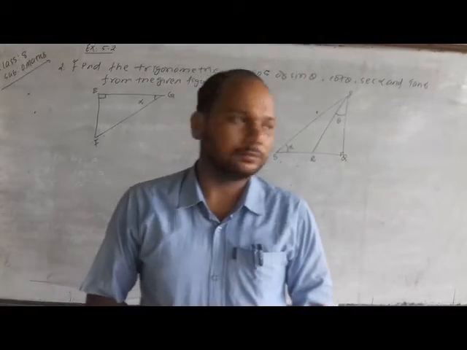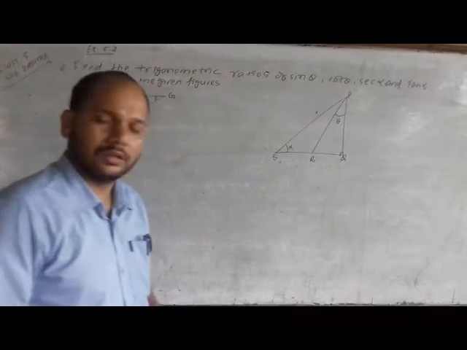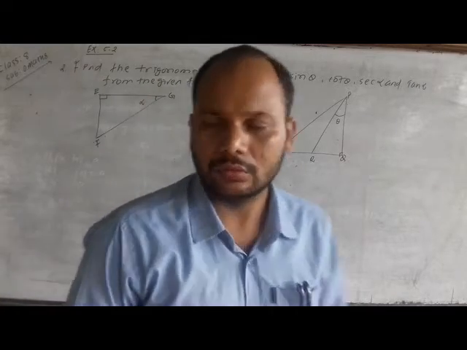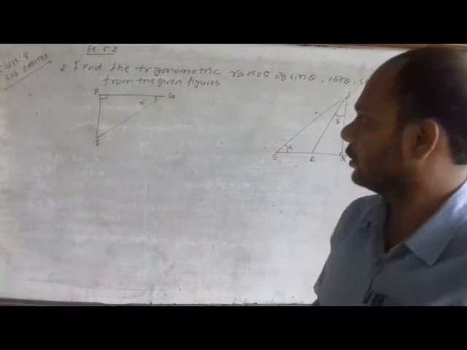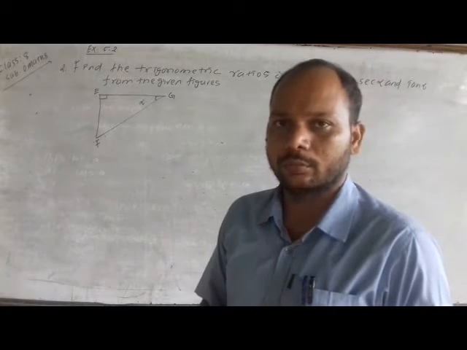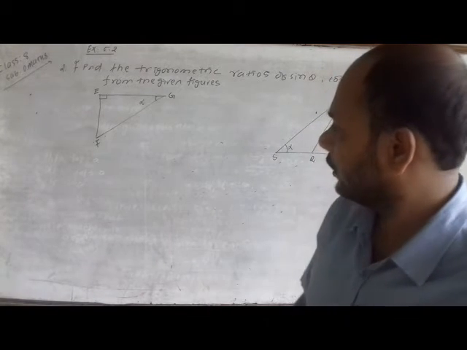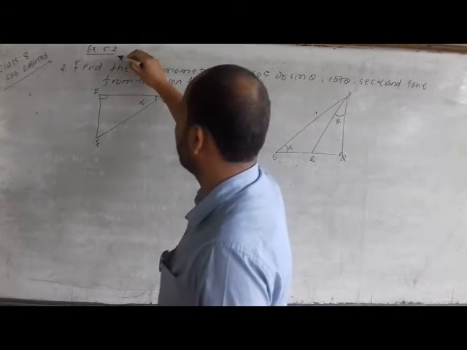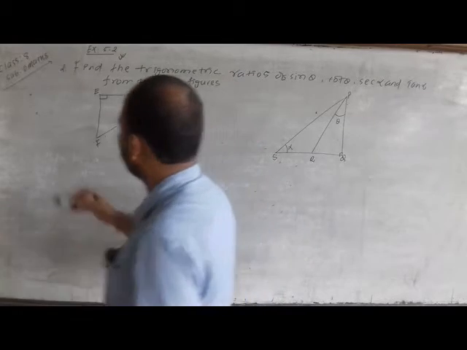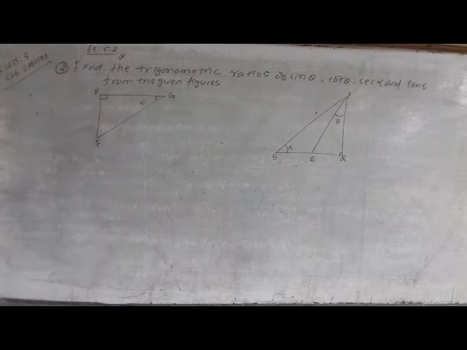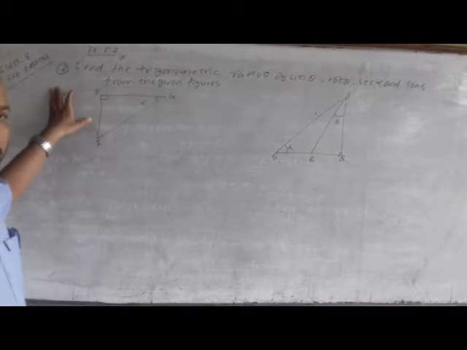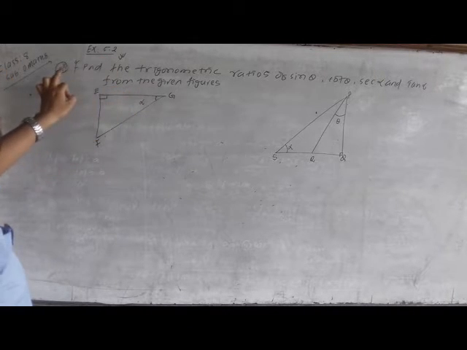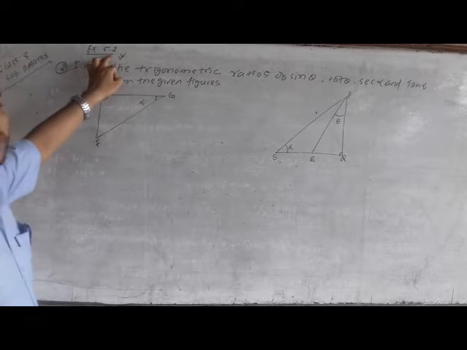Good morning, everyone. Yesterday we completed some related examples on Pythagoras theorem and trigonometric ratios. Today I am again going to start exercise 5.2 from your book, and today we are on question number 2. We completed question number 1 yesterday in class 10, and today I am going to start teaching question number 2 from your exercise 5.2.